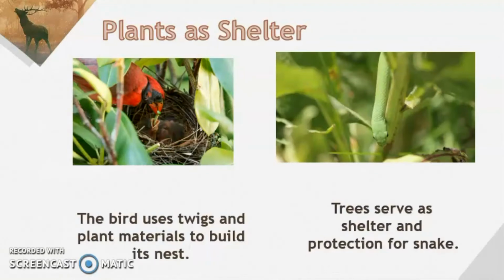Plants as shelter. In the picture, you will see the bird uses twigs and plant materials to build its nest. Next beside it are the trees that serve as shelter and also protection for the snakes.